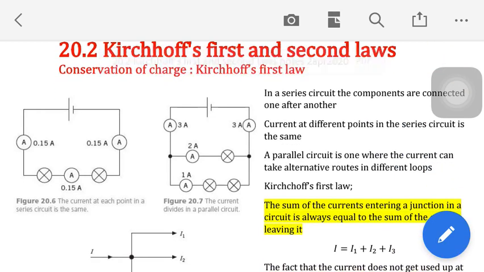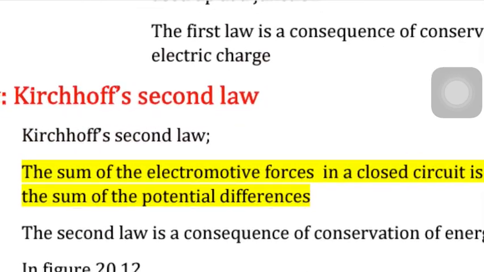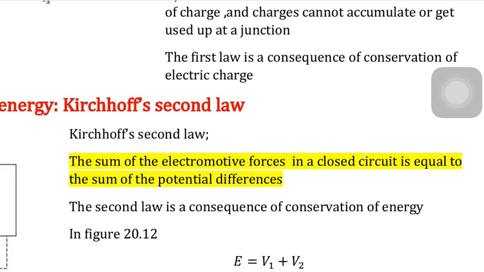The first law is concerned with the junction, current entering the junction and leaving it. The second law is concerned with the electromotive forces. The sum of the electromotive forces in a closed circuit is equal to the sum of the potential differences. So there are 2 points here: sum of EMF equals sum of PDs, and in a closed circuit.